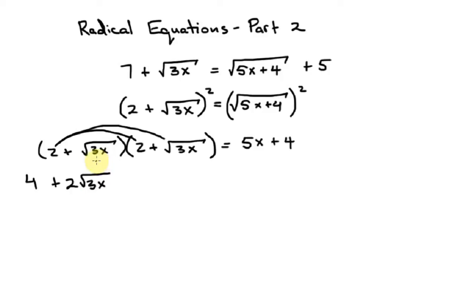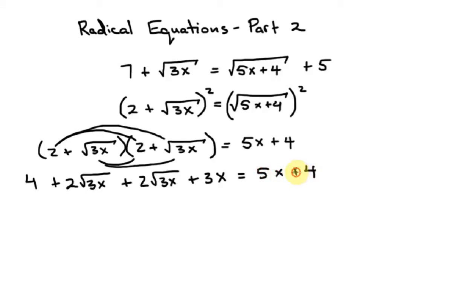And then here you got the square root of 3x times 2, so that's positive 2 times the square root of 3x. And then we've got the square root of 3x times the square root of 3x, which would be positive 3x, equals 5x plus 4. Okay, so you go, well, that was nice, but I still have these radicals here.